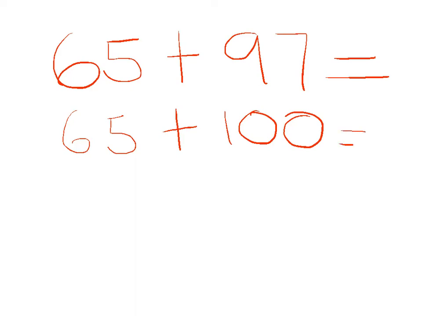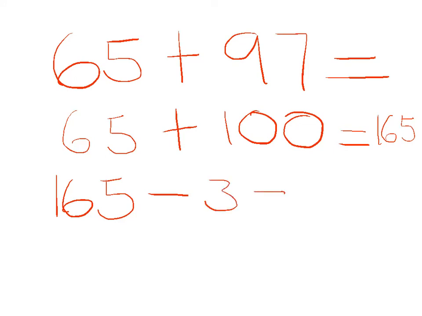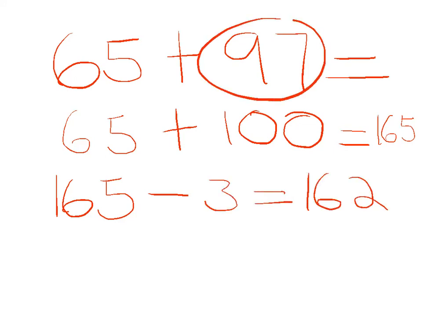So if we were to add 65 plus 100 equals 165. And then we go 165 take away 3 is equal to 162. The reason being is to make this 97 into 100, we had to add 3 to it. So therefore, we have to take away 3 at the end here. Have a go at doing some examples here. Good luck.